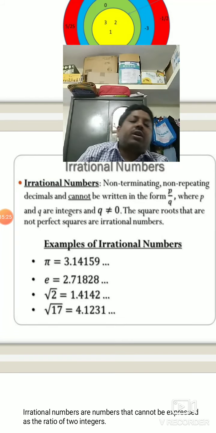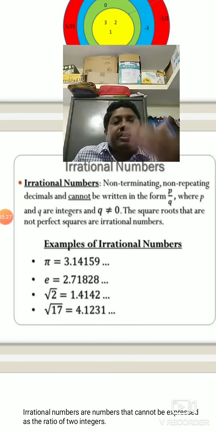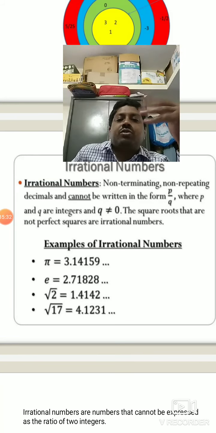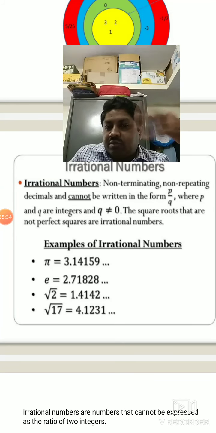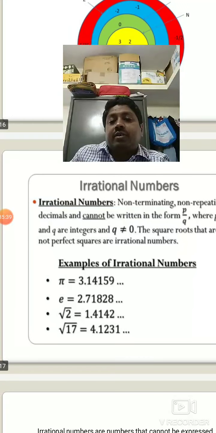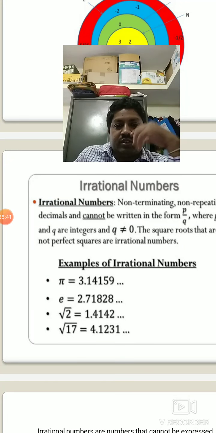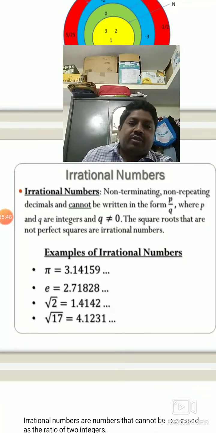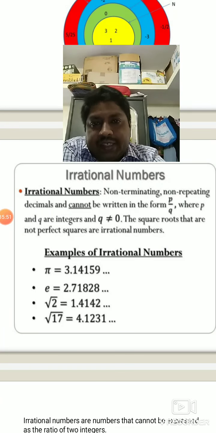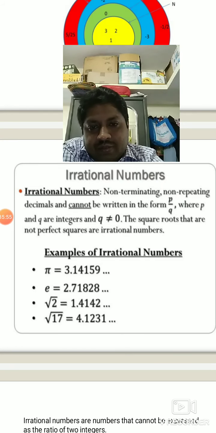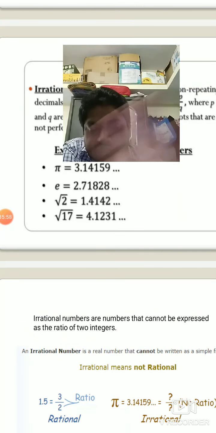Got it, children? Now, what are rational numbers? Rational numbers are the numbers which can be expressed in the form of p by q, where p and q are integers, and q should not be equal to 0. What are irrational numbers? Irrational numbers are the numbers which cannot be expressed in the form of p by q, with the same condition. Another way of stating it: irrational numbers are non-terminating and non-repeating decimals. So this is a brief introduction of all the numbers we already learned.